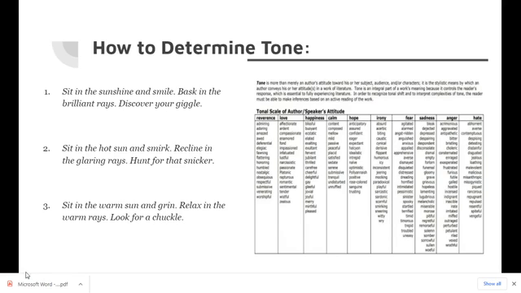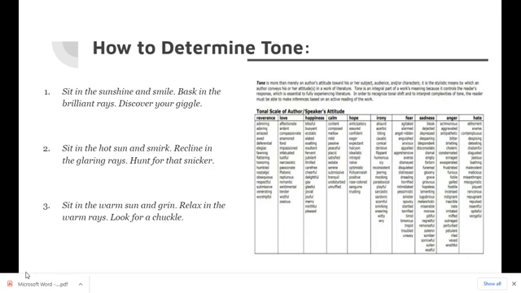So we have three sentences. The first sentence says, sit in the sunshine and smile. Bask in the brilliant rays. Discover your giggle. The second sentence reads, sit in the hot sun and smirk. Recline in the glaring rays. Hunt for that snicker. The third sentence reads, sit in the warm sun and grin. Relax in the warm rays. Look for a chuckle.